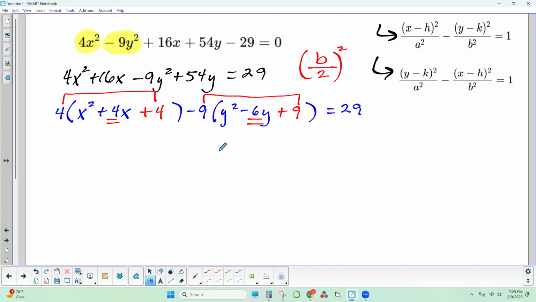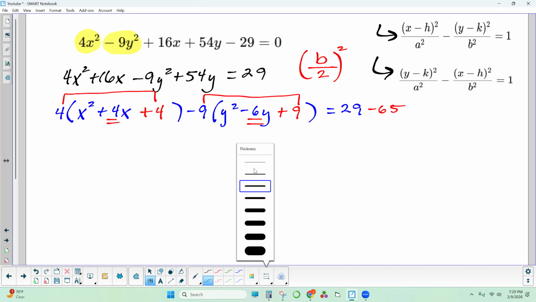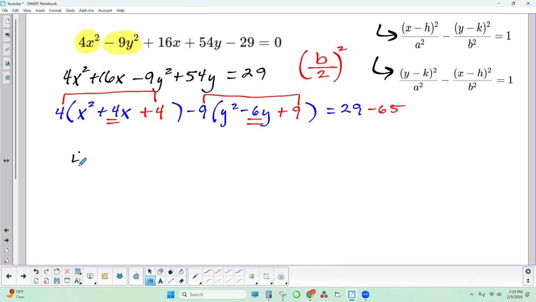So in all, we're subtracting negative 65 from the left side of our equation. To keep that balanced, we're going to come over here and subtract 65 from the right side of our equation as well. Now we're ready to bring down those coefficients. I'm going to bring down the 4 and factor my perfect square, so that's going to be x plus 2 squared. Bring down the negative 9. Factor. And 29 minus 65 is negative 36.